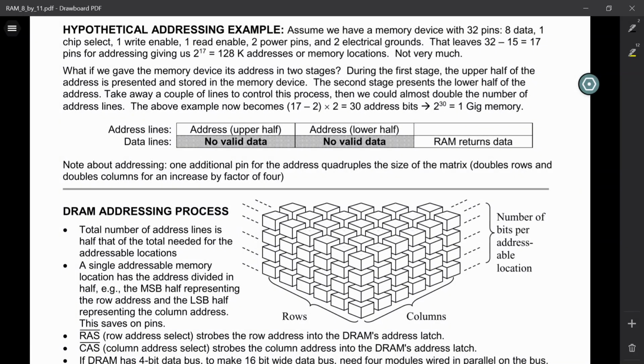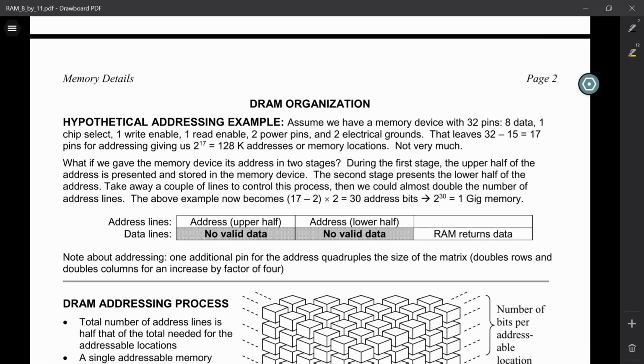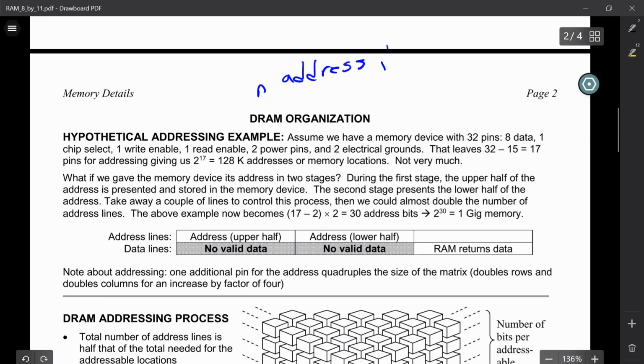If you look at the number of address lines, and in fact, there's a little hypothetical example up here. If we look at the number of pins that are required in order to address a memory location, if I've got n address lines, then that means I can have at most 2 to the n memory locations, right?